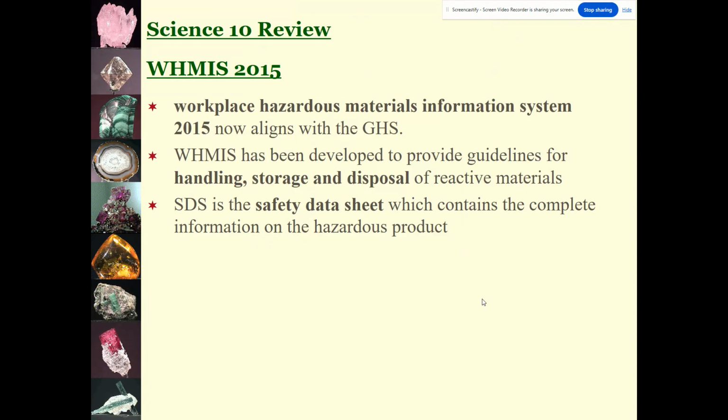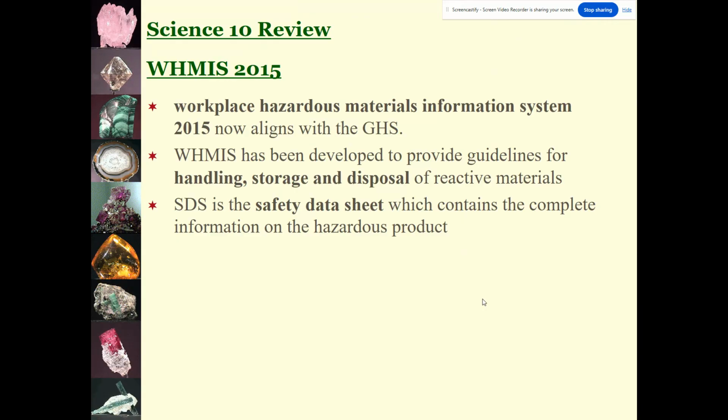Anytime you have a lab situation, you're using chemicals, we're going to be seeing WHMIS symbols on our materials. Now, WHMIS stands for Workplace Hazardous Materials Information System, and in 2015 they realigned it to align with a globally harmonized system. WHMIS tells us how to handle, store, and dispose of reactive materials.